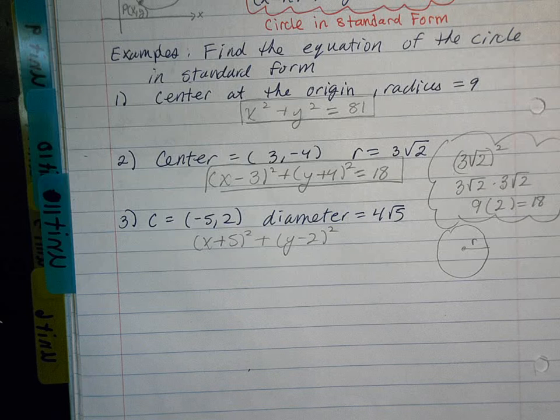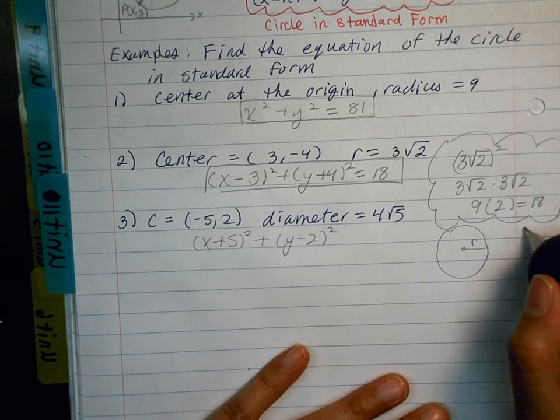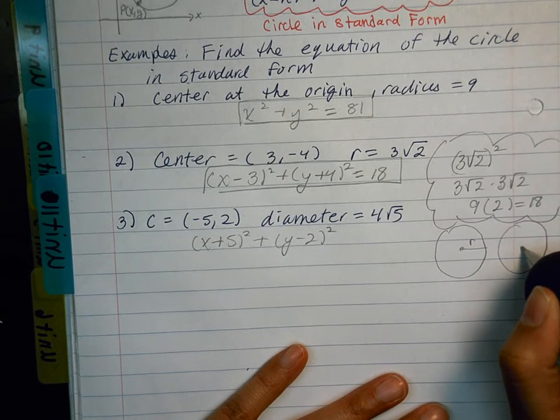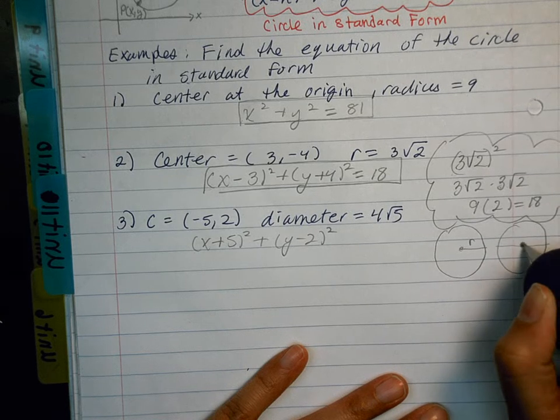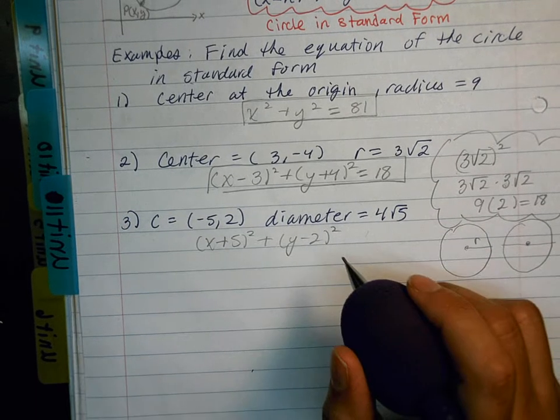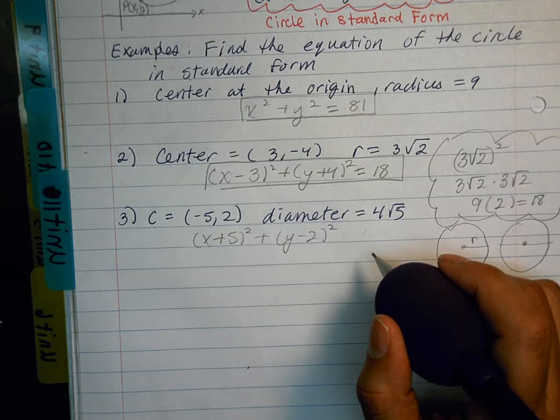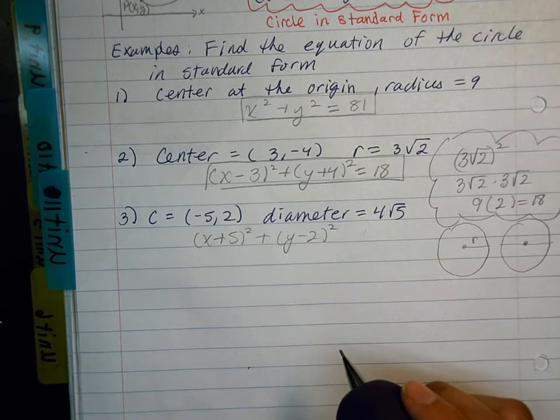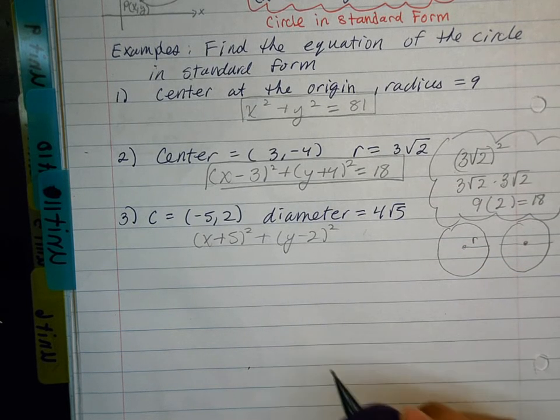Is that the radius? Is that the diameter? Diameter is twice the radius, so radius is half the diameter. So what do we do? If they give us the diameter, we cut it in half. So we do what Alex said... no, what Braden said, and we cut it in half.